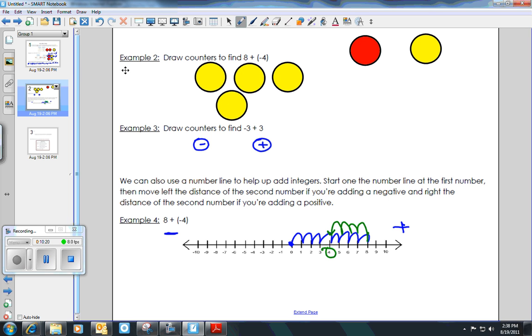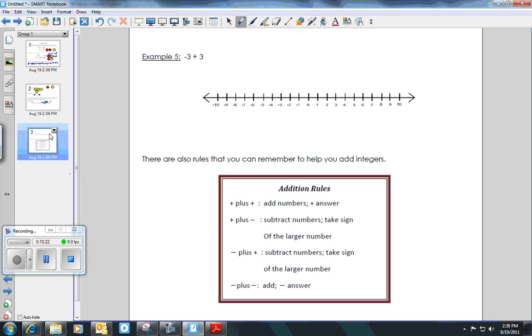Okay, I would like you to go ahead and do the number line for example 5. Start at 0. The first number is a negative 3. I want you to draw 3 in the negative direction, and then I want you to do 3 in the positive direction after that to combine those together.